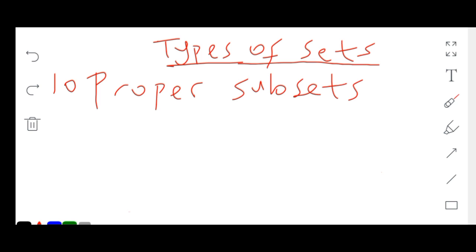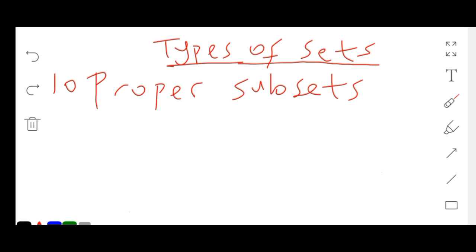Proper subset. What do you mean by proper subset? A proper subset is a subset that is not equal to the original set. As simple as that. That is to say, a proper subset contains fewer elements than the original set. That is, the original set is always larger than the proper subset. The elements in a proper subset are always fewer than the elements in the original set.